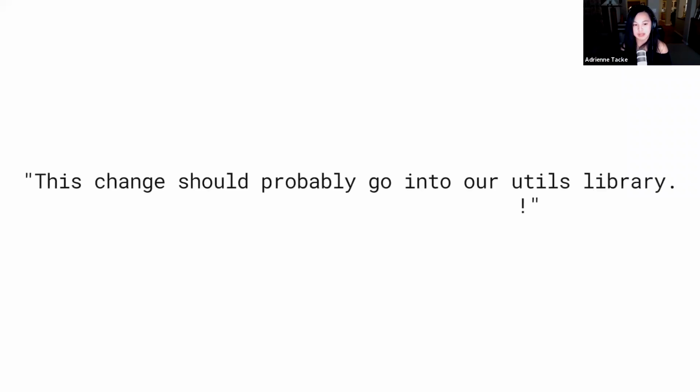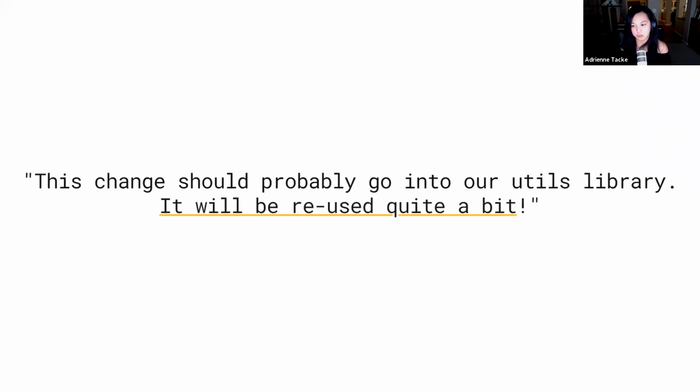An example would be, this change should probably go into our utils library. It will be reused quite a bit. It has nothing to do with the developer. An alternative to this, a real comment that was actually said, was, why are you doing this? This should be going into a separate library. And that's it. That was the only thing said in the comment.